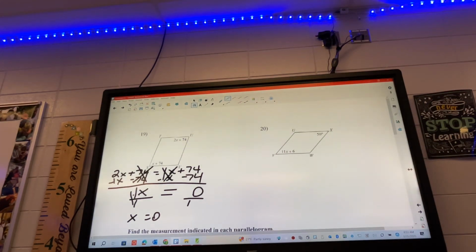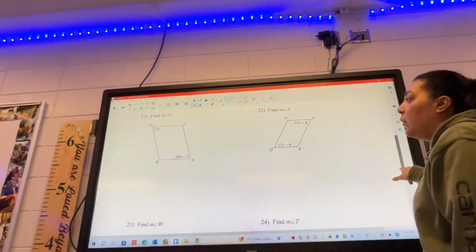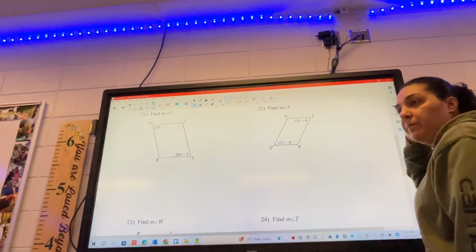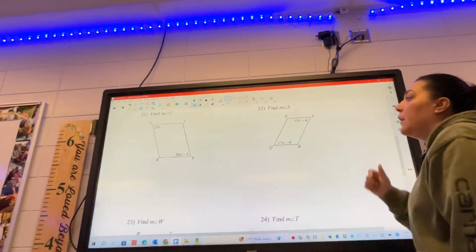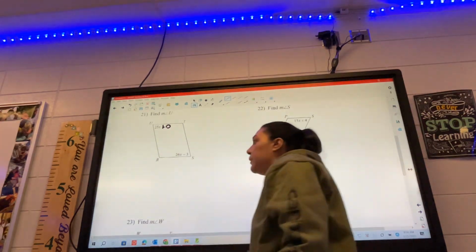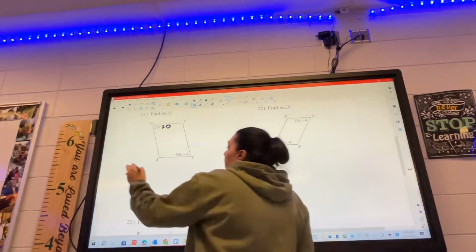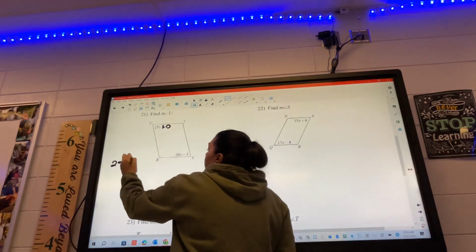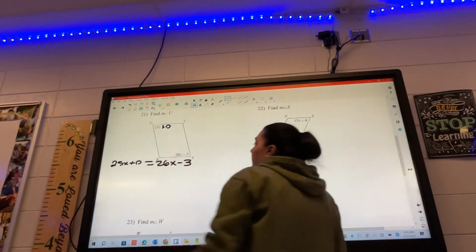Okay, 21. Is that same sides or opposite corners? They are opposite corners, so we're gonna set them equal. To make your life easier, what can I do? I can add a plus 0 on this 25. Notice how one has an x and one has a number, one has an x, one has a number. That way we can make it easier for ourselves. So we're gonna say 25x plus 0 equals 26x minus 3.